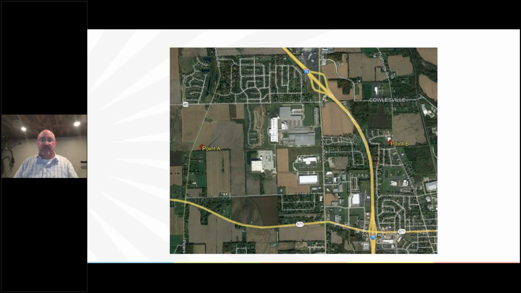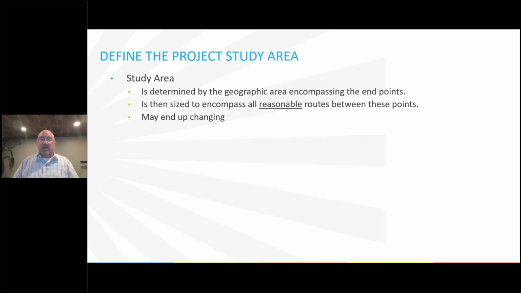However, you need to define the project study area. The study area is that territory in which routes can be placed to meet the functional requirements of the project while minimizing human and environmental impacts and project costs. The initial boundary of the project study area is determined by the geographic area encompassing the endpoints. The boundary of the study area is then sized to encompass all reasonable routes between these points. So we expand it later on. It may end up changing once the team has had a good look at the constraints and opportunities in the study area.